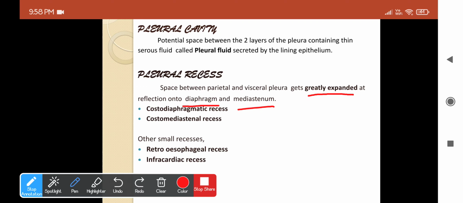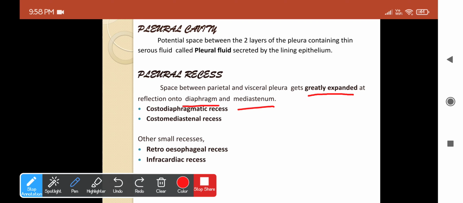Okay, so why are these recesses present? These recesses will act as reserve space for the expansion of lung during deep inspiration. During normal inspiration, the normal space will be enough for the lung to expand and get into, right? But during deep inspiration, for the excess expansion, this recess will provide the excess space into which the lung can expand into. Okay, that's the importance of the recesses.